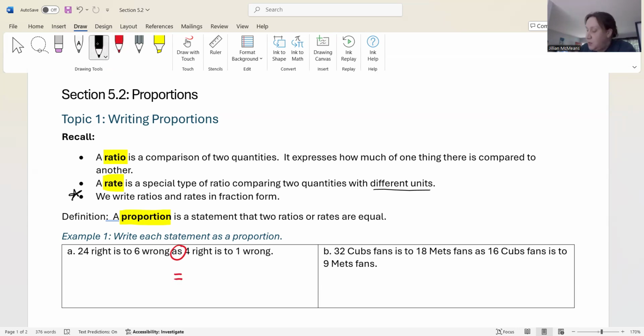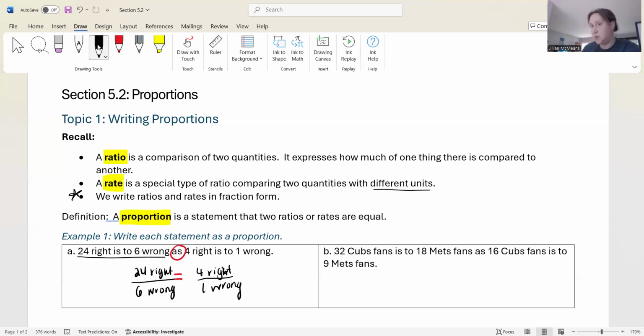Okay. Now everything before the word as is going to be our first rate. So we have 24 right divided by 6 wrong. So that is our comparison of two quantities, 24 right, 6 wrong. And then the word as becomes our equal sign. And all we have to do is from one proportion to the next, we have to make sure that our units line up horizontally. So in my second rate, I want to make sure that rights are in the numerator and wrongs are in the denominator. So I would say 24 right is to 6 wrong as 4 right is to 1 wrong. And that is a proportion.